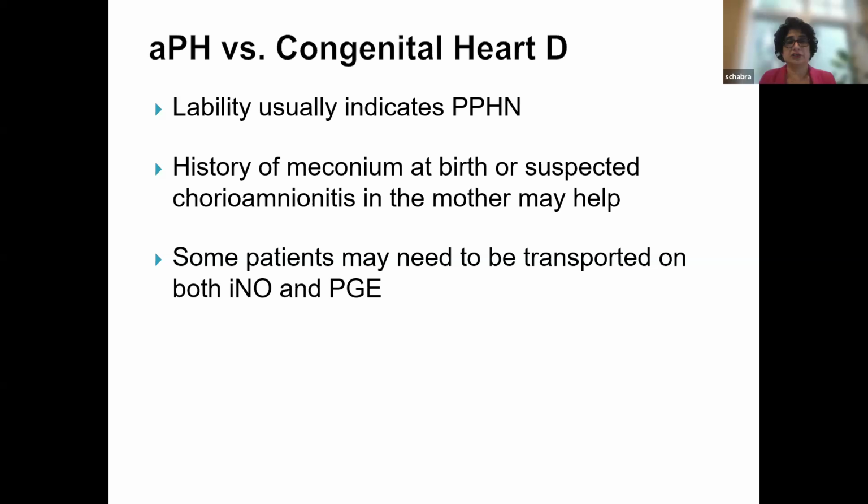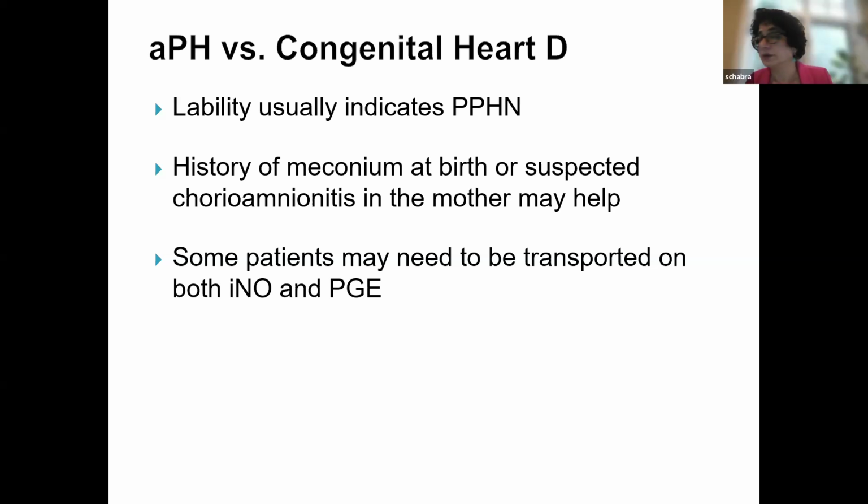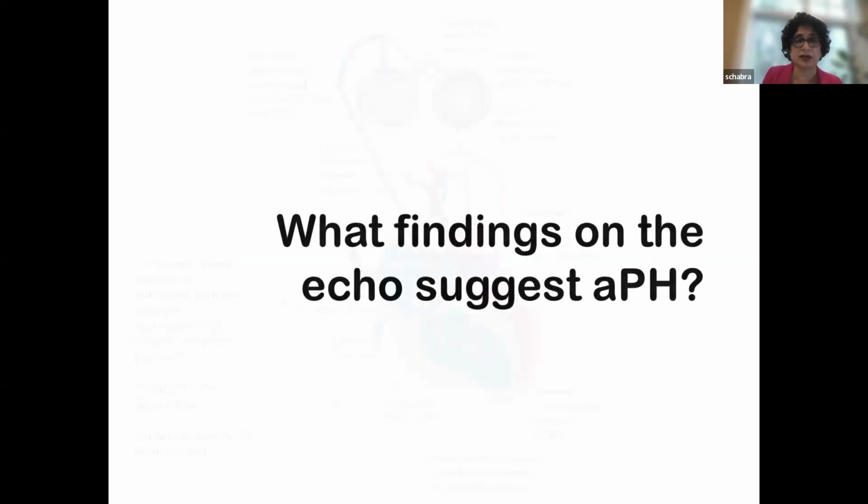So how do you differentiate if this is pulmonary hypertension or congenital heart disease, other than the echo? Of course, if it is labile, you will have a baby where the nurse says the SATs were 80 or 100, and she just touched the baby and nothing changed except the oxygen went down or the baby desatted. That is labile hypoxemia, which is a hallmark of pulmonary hypertension. Of course, you may have a history of meconium at birth or chorioamnionitis, and some patients may need to be transported on iNO and prostaglandin. I don't know if we have enough time or I have to go quick.